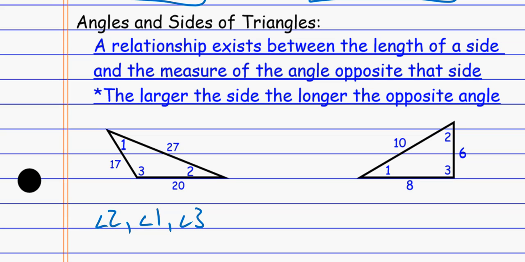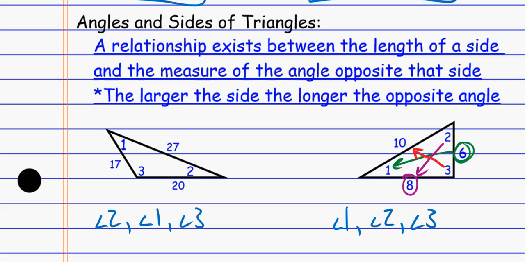If I look at the next one, same kind of thing. Right now, the smallest side on this one is this guy right here, the 6. So the angle across from that is angle 1. So angle 1 is the smallest angle. The next in terms of the order here is 8. So the angle across from that is the 2. So angle 2 is the next one in terms of size. And then the biggest of these has got to be the 10, and that's across from angle 3. So angle 3 is the biggest angle.